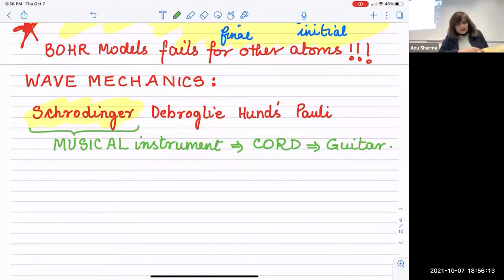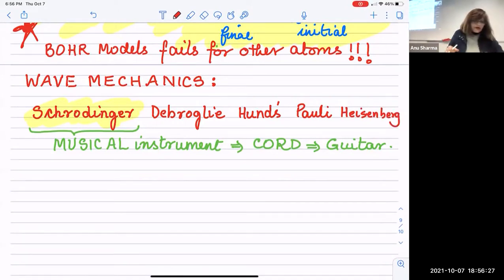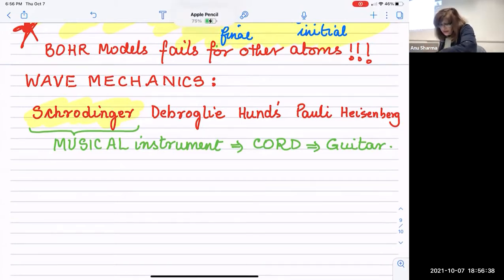Heisenberg, Hund and Heisenberg also was there. I forgot that one. Heisenberg. Okay, so we will study more about this and what this wave equation is, how it came about, those things. It's very interesting stuff. But right now we need to close.